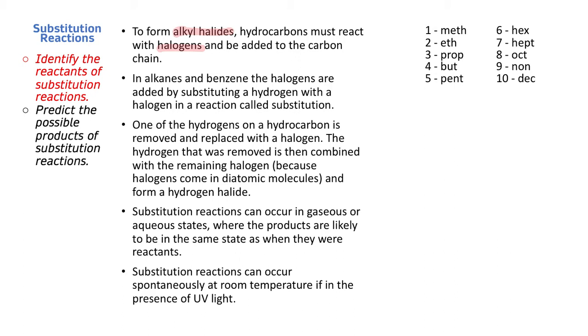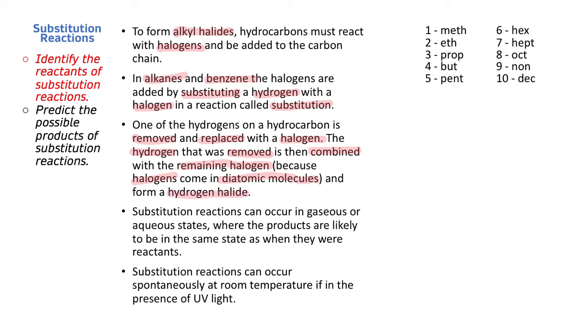In alkanes and benzene, the saturated hydrocarbons, halogens are added by substituting a hydrogen with a halogen in a reaction called substitution. So effectively, you swap out a hydrogen with a halogen. One of the hydrogens on a hydrocarbon is removed and replaced with a halogen. The hydrogen that was removed then combines with the remaining halogen, because remember halogens come in diatomic molecules, and forms a hydrogen halide.